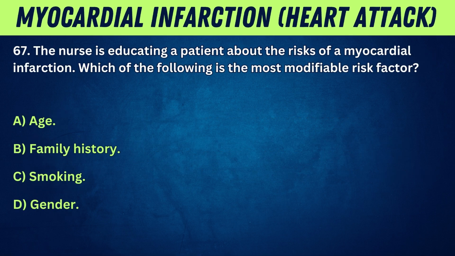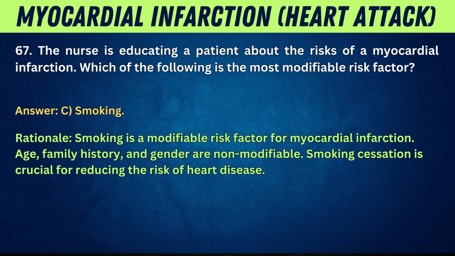67. The nurse is educating a patient about the risks of a myocardial infarction. Which of the following is the most modifiable risk factor? A. Age. B. Family history. C. Smoking. D. Gender. Answer: C. Smoking. Rationale: smoking is a modifiable risk factor for myocardial infarction. Age, family history, and gender are non-modifiable. Smoking cessation is crucial for reducing the risk of heart disease.